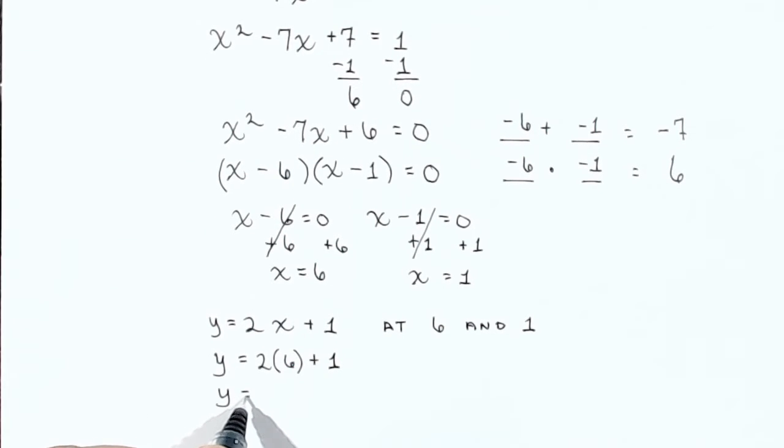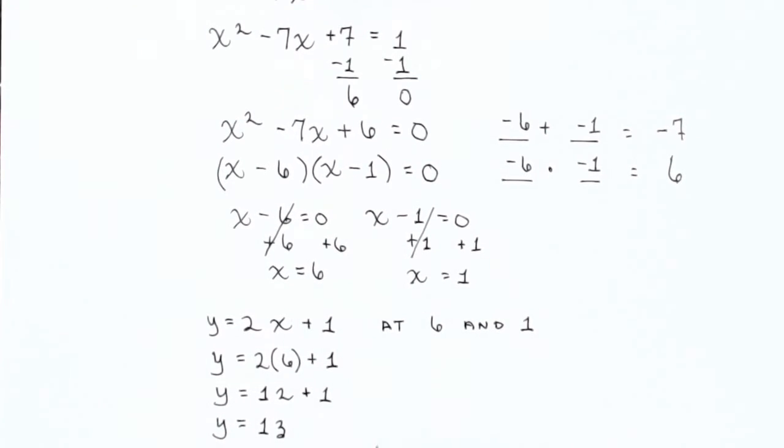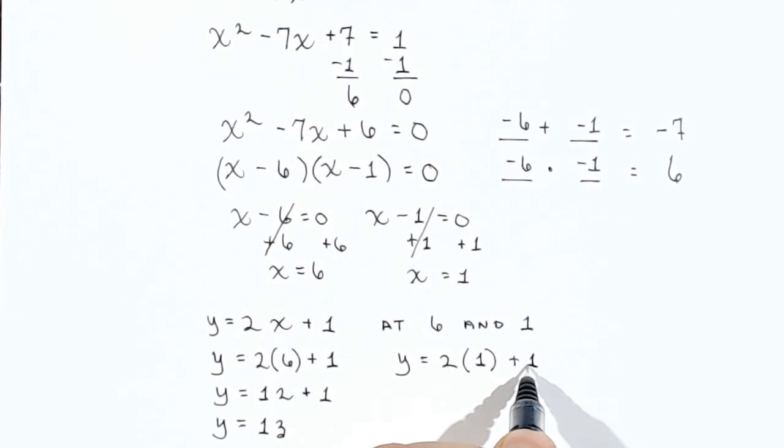Y equals 12 plus 1. Y equals 13. Okay, similarly, we'll do this again, but this time we'll plug in 1 for the x. Y equals 2 times 1 plus 1. So y equals 2 plus 1. Y equals 3.